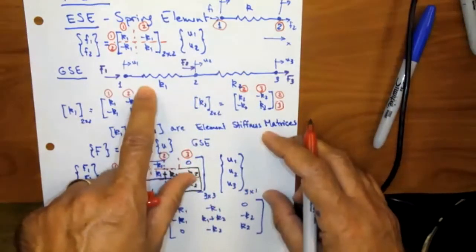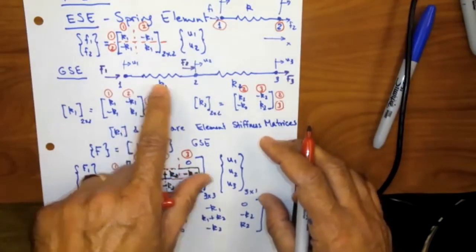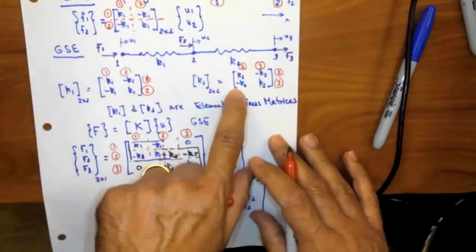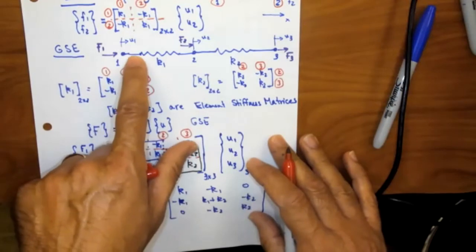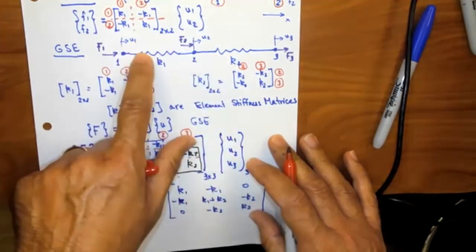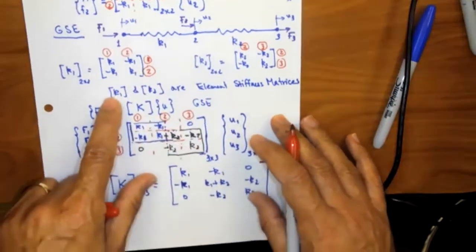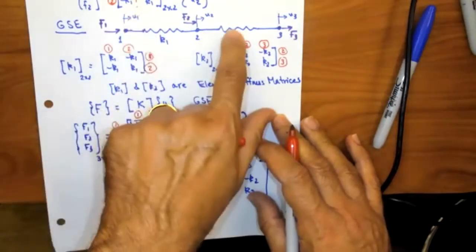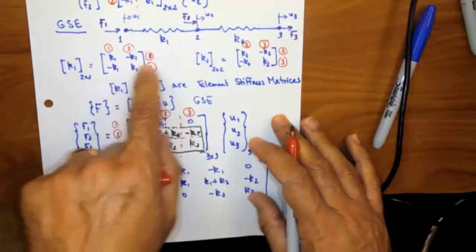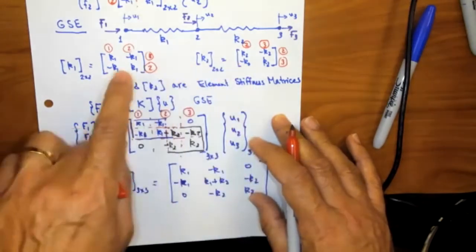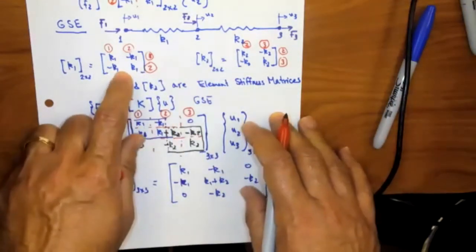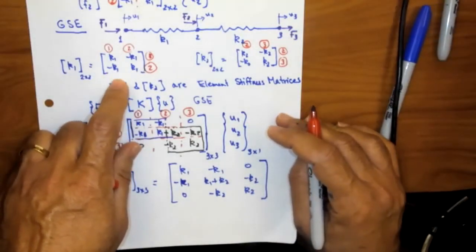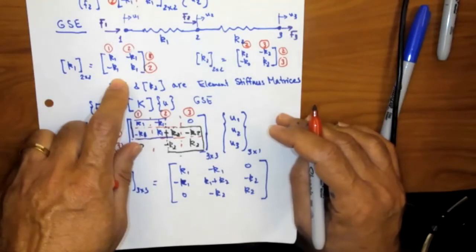Spring 1 has a spring stiffness K1, and spring 2 has a spring stiffness K2. I can write the element stiffness matrices for spring 1 and for spring 2, or element 1 and element 2. For element 1, it's going to be the exact same matrix here. For element 2, or spring 2, I'm going to replace the K1 with the K2. But it is important to understand where each entry within the stiffness matrix relates to which degree of freedom.